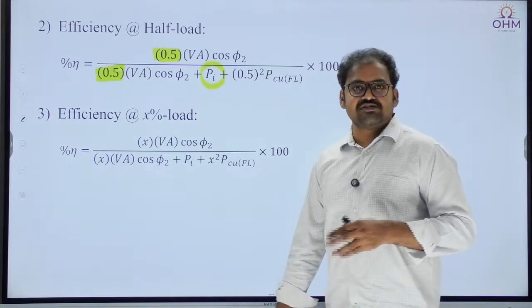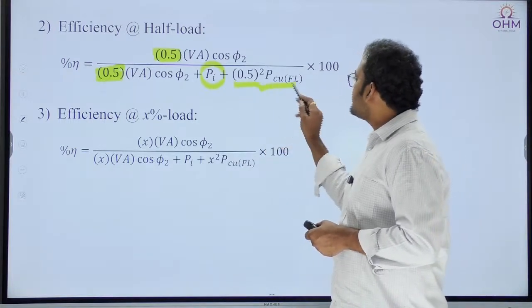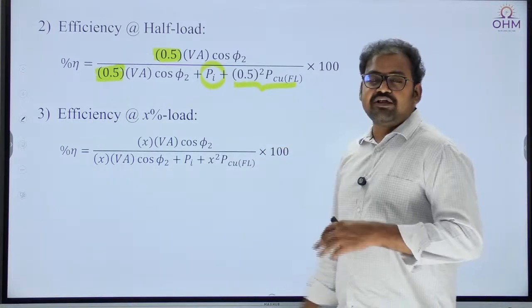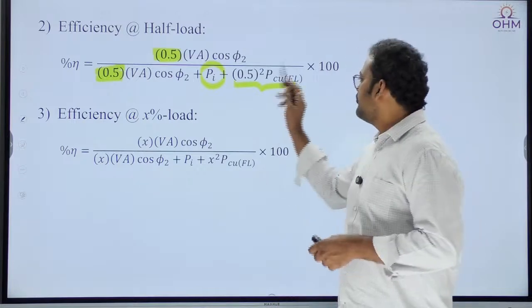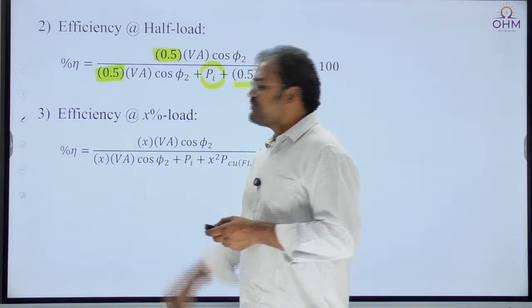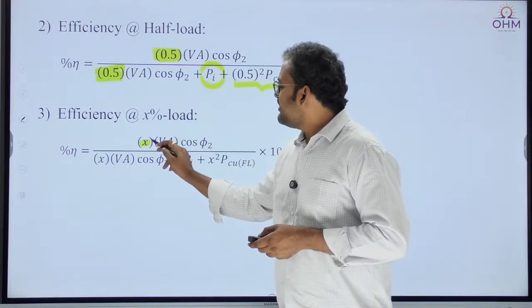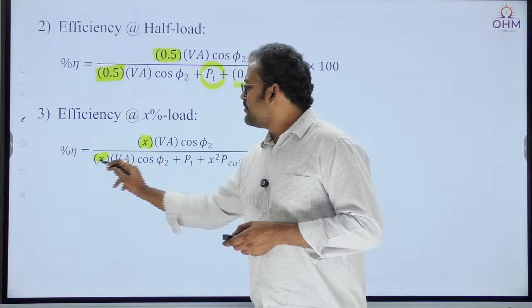Why? Because iron loss is a constant loss. But copper loss is subjected to change. What is the copper loss at half load? 0.5 square times of full load copper loss. Similarly, what is the efficiency at X percentage load? You multiply the VA rating with X, where X represents the per unit load, guys.